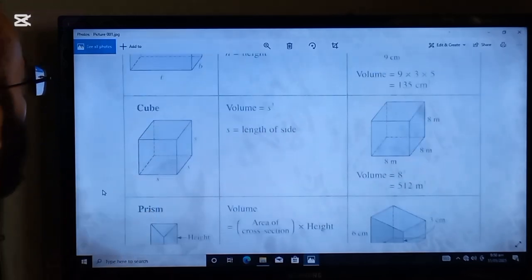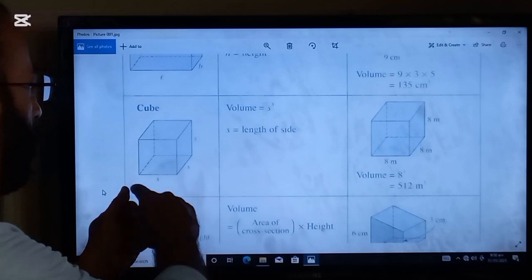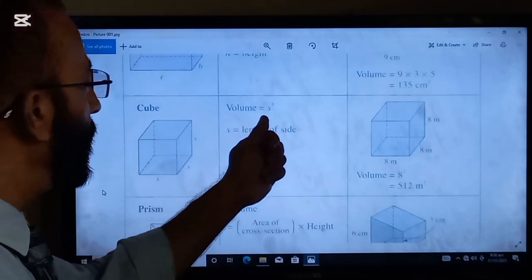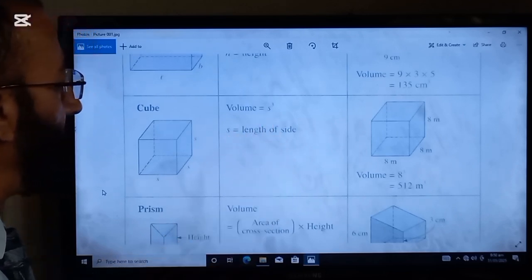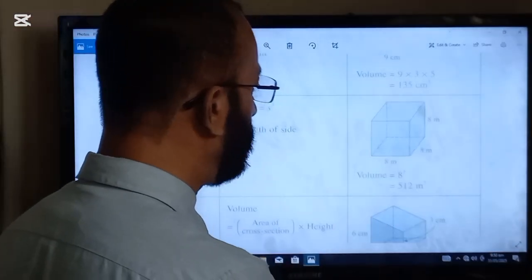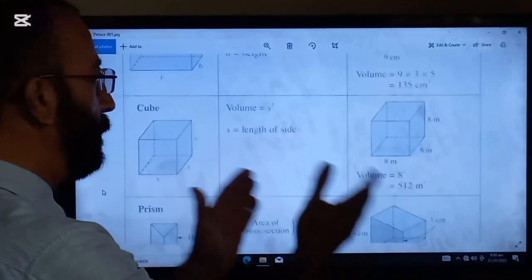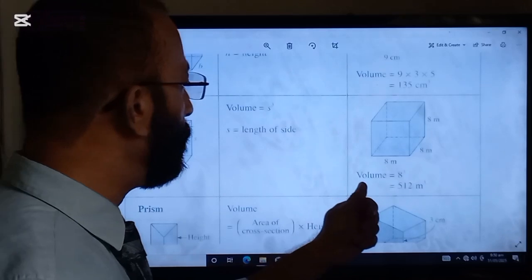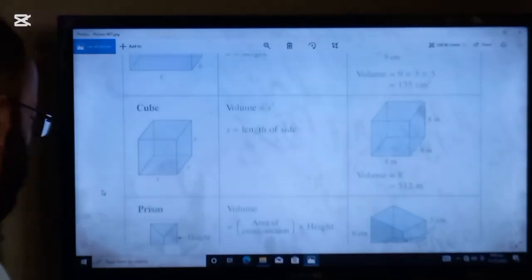Here is another common figure, that is a cube. In cube, we have all sides equal. So the volume of the cube is L cube, where L or S is the length of the side. So this concept will be cleared with the help of an example now. A cube is given whose side is 8 and the requirement is the volume. So we will put this value into this formula. So volume is equal to 8 cube. Solve it on the calculator. You will get the answer.